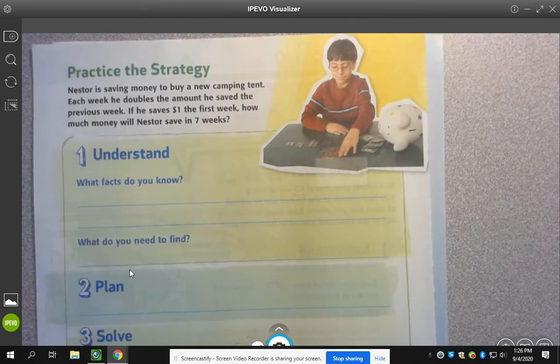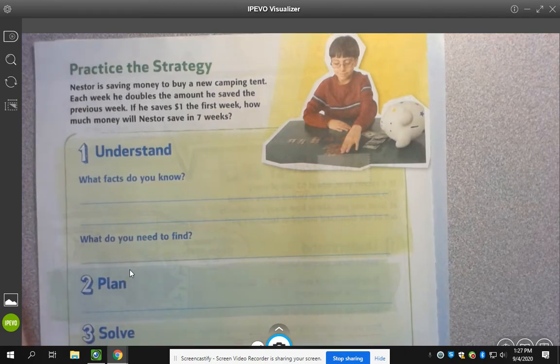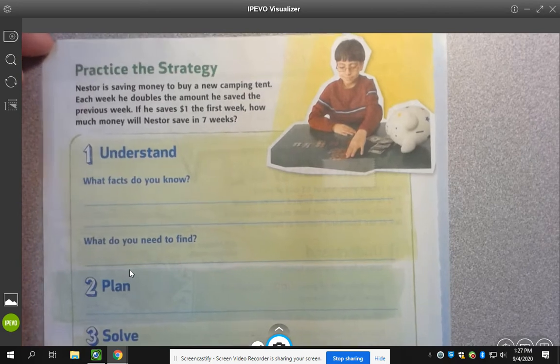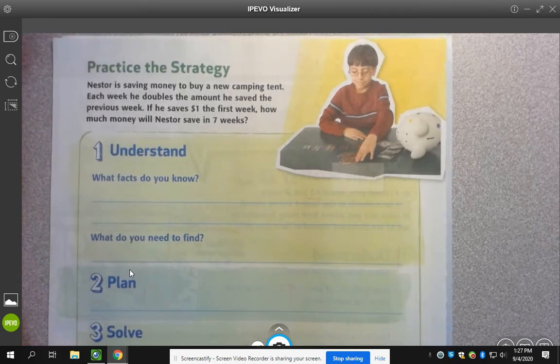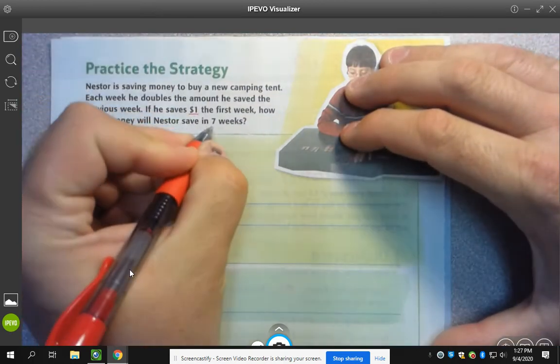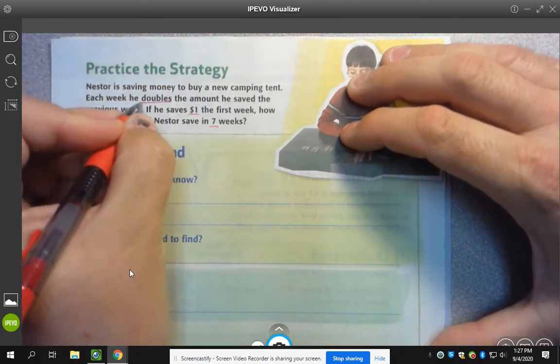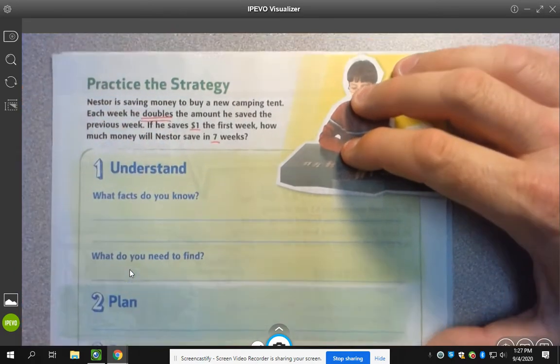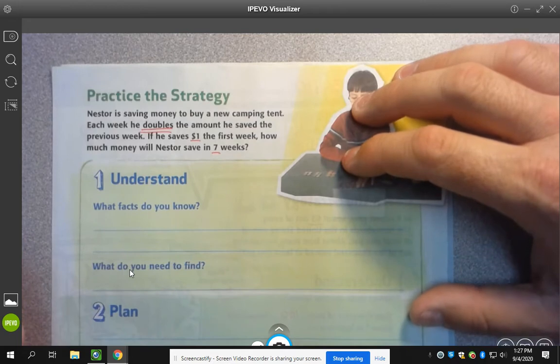Nestor is saving money to buy a new camping tent. Each week, he doubles the amount he saved the previous week. If he saves $1 the first week, how much money will Nestor save in 7 weeks? So I'm going to go ahead and underline my numbers here. I'm going to underline doubles too because that seems like something that I'm going to need. He doubles the amount the previous week.